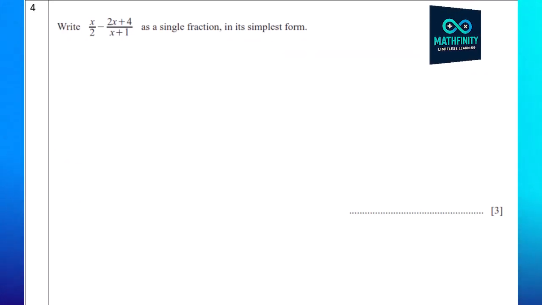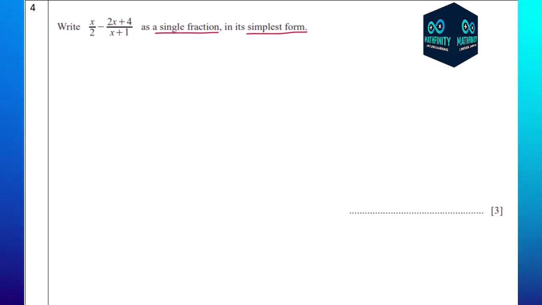Guys, question number 4. Now two fractions are given: x over 2, minus another fraction, 2x plus 4 over x plus 1. They said write as a single fraction in its simplest form. In its simplest form. So we have to merge these two.